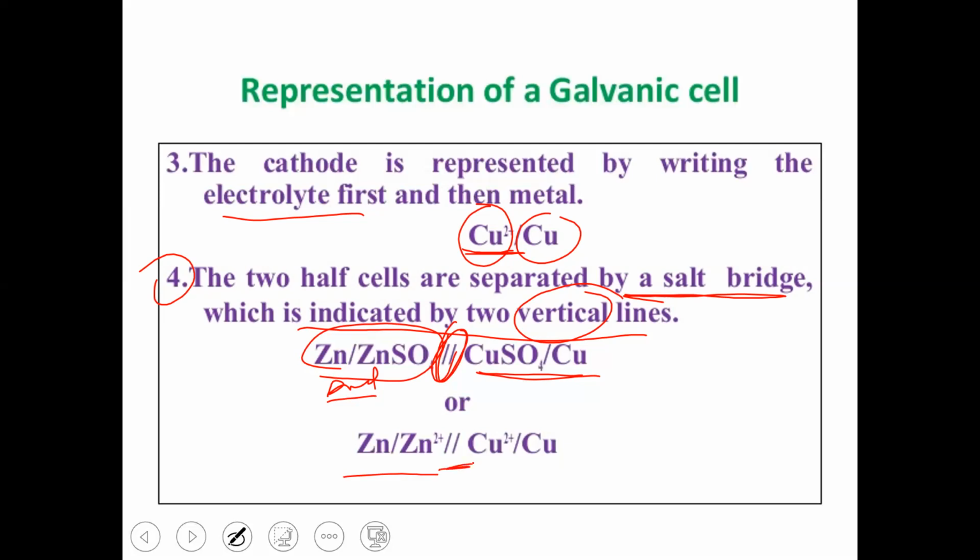Double lines, we are writing the double lines, that is parallel lines. Then we write the cathode of the cell reaction, that is Cu2+ and Cu. This way you have to write the cell representation of any galvanic cell. So these are the steps involved in the representation of the galvanic cell.